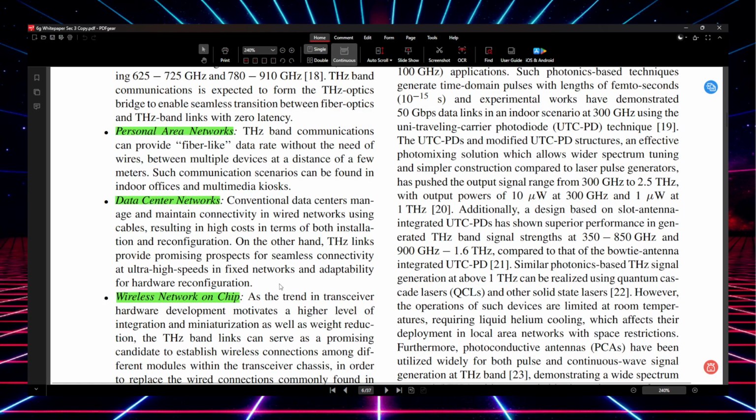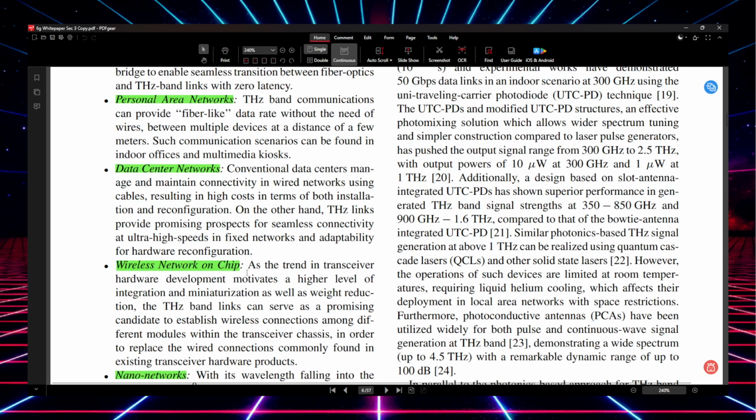Data center networks. Conventional data centers manage and maintain connectivity in wired networks using cables, resulting in high costs in terms of both installation and reconfiguration. On the other hand, terahertz links provide promising prospects for seamless connectivity at ultra high speeds and fixed network and adaptability for hardware reconfiguration.